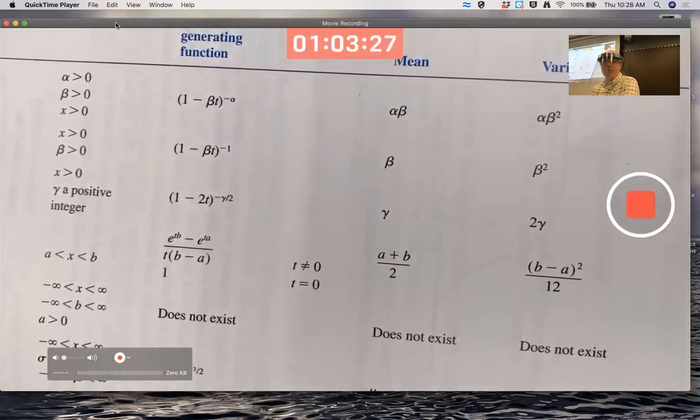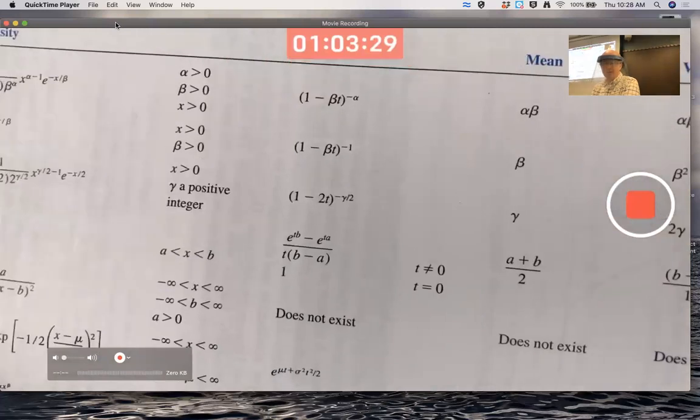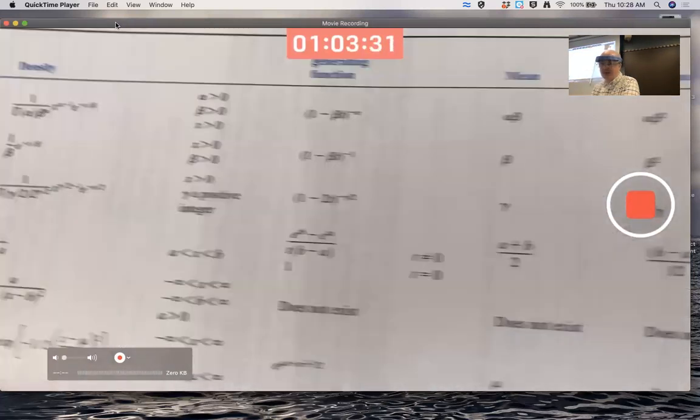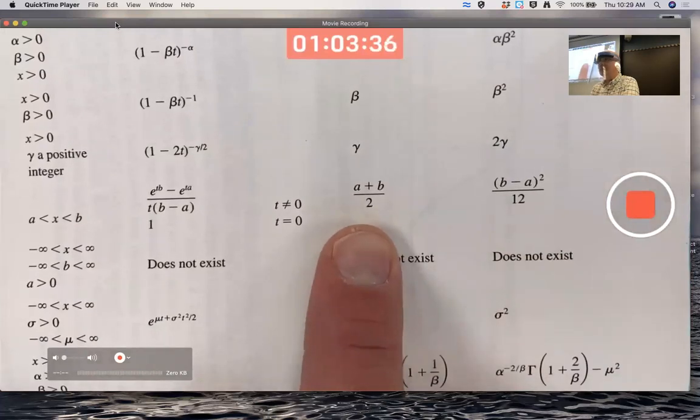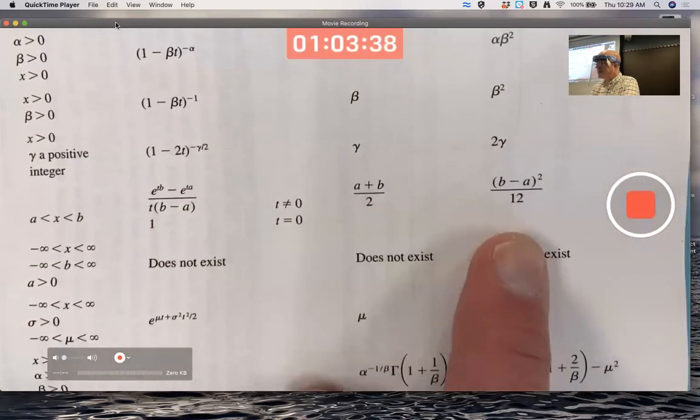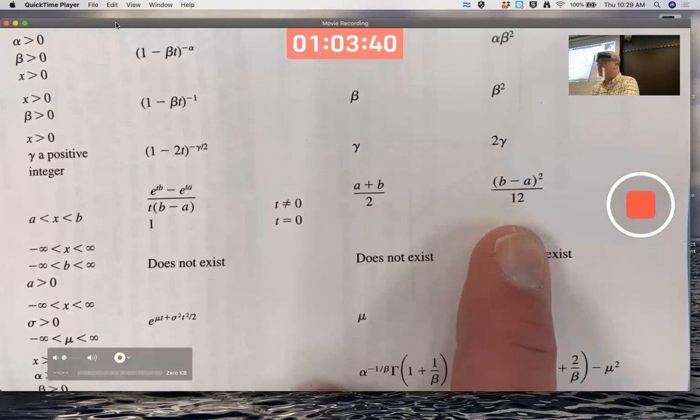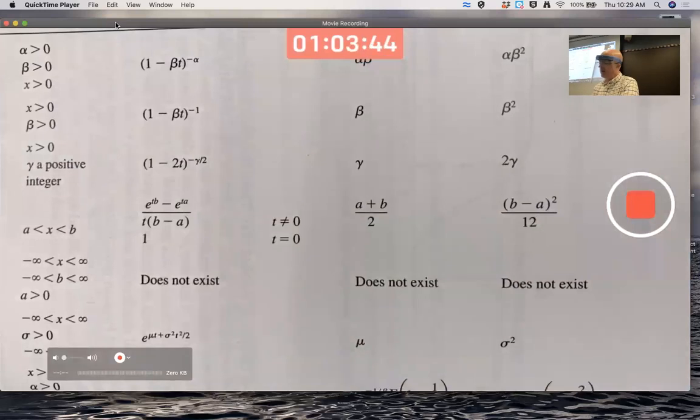If people want to be actuaries, for a uniform distribution, it is worth memorizing the mean and variance. The mean's pretty easy because it's just halfway between A and B. Variance is less easy to remember, but it is worth memorizing for exam P. For uniform.